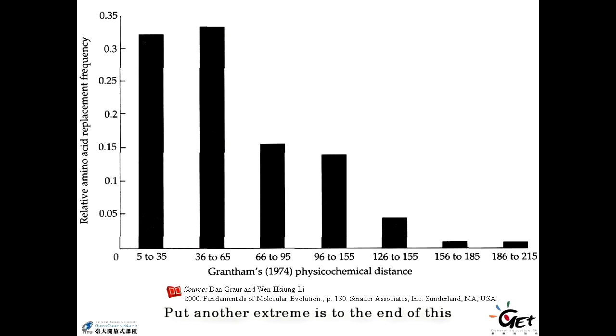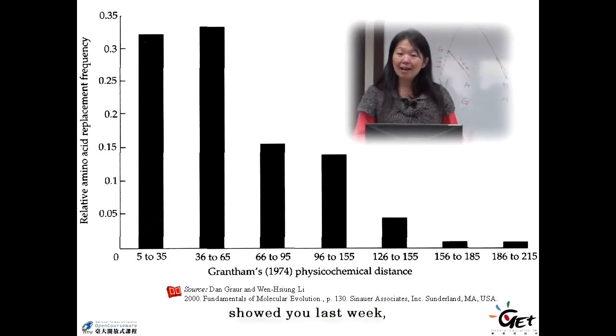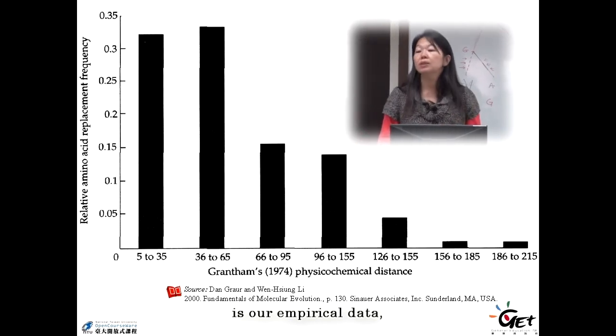The other extreme is at the end of this histogram. Towards the end, the Grantham distance is like 186 to 215, and the probability of this type of replacement being observed is very, very low. So this histogram represents the observed frequency in each class. This also shows you one thing I mentioned last week: our empirical data.